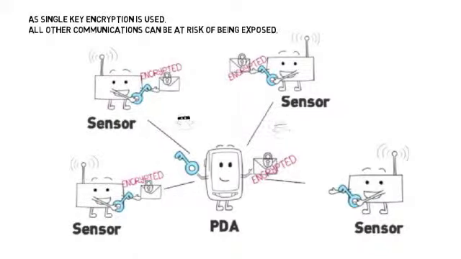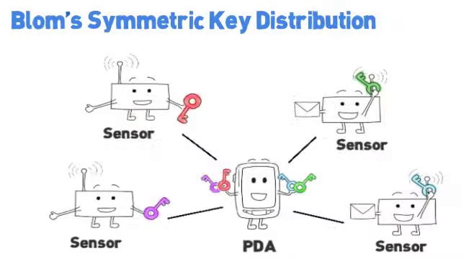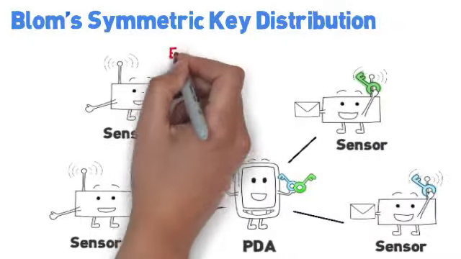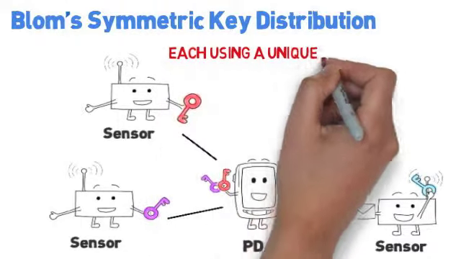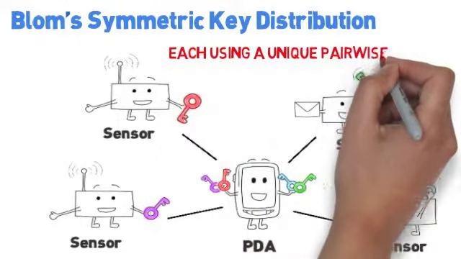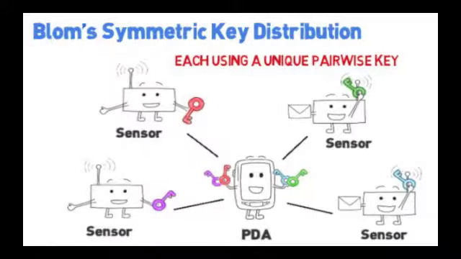This is not feasible because if one body sensor is compromised, then all other communications may be at risk of being exposed. A lightweight symmetric key distribution technique known as the Bloom symmetric key distribution can enable efficient encryption of communication between each body sensor and PDA with a unique pairwise key. Therefore, even when a body sensor is compromised, all other communication will be secured due to different encryption keys.